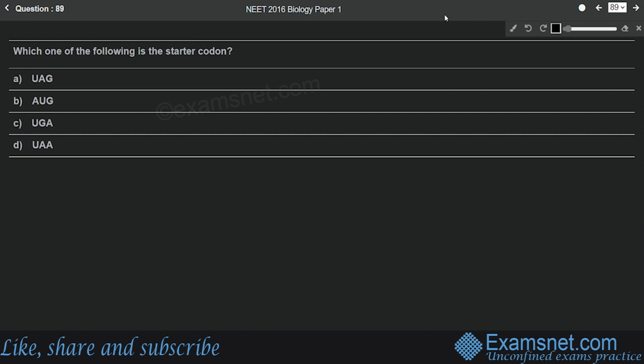Question number 89 is from the chapter Molecular Basis of Inheritance, and the question is, which one of the following is the starter codon? So what is starter codon? We know that genetic code is triplet in nature, right? Genetic code, it is triplet in nature. Triplet means three nucleotides code for one amino acid, right? And each triplet is known as codon.